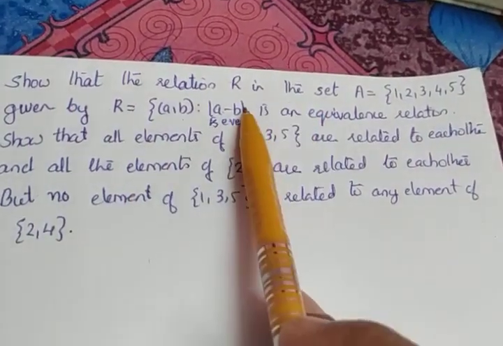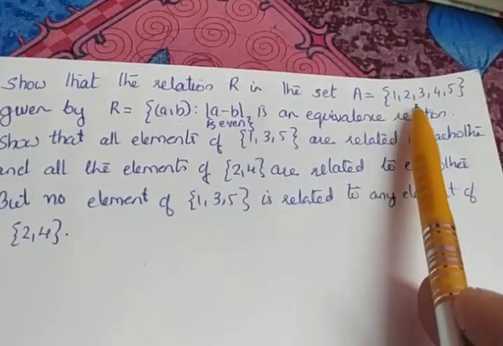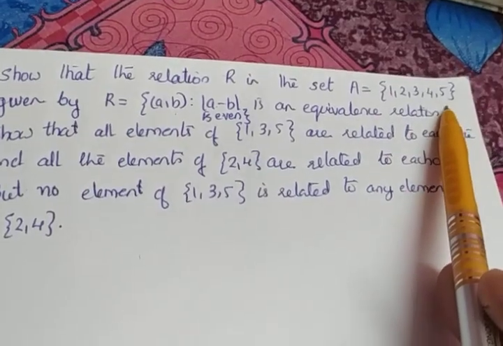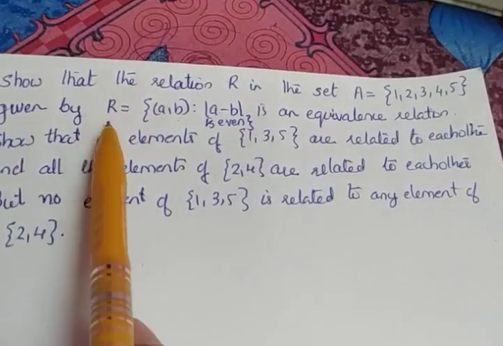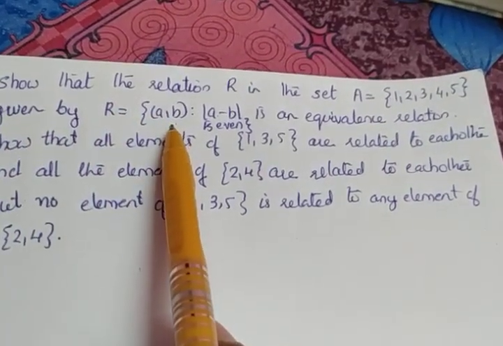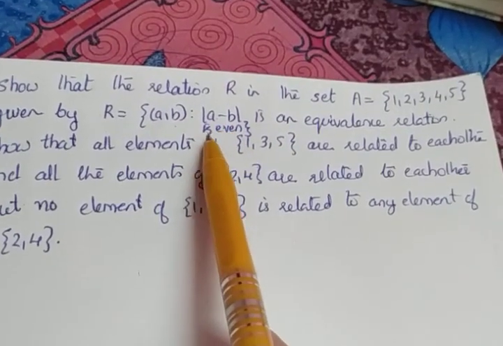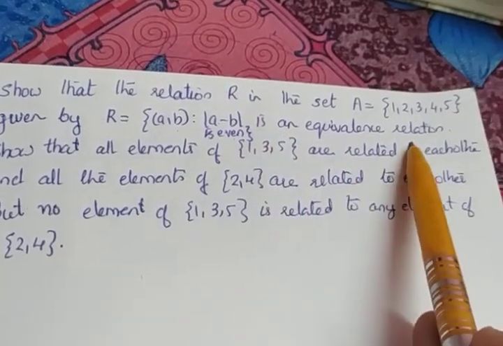Show that the relation R in the set A = {1, 2, 3, 4, 5}, given by R = {(a, b) : |a − b| is even}, is an equivalence relation.